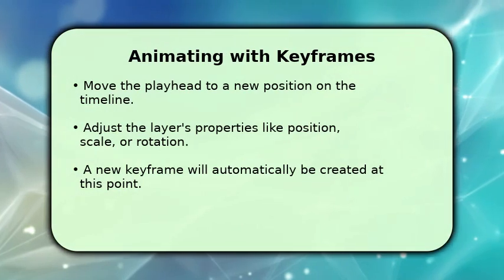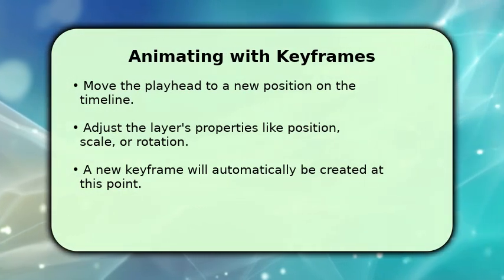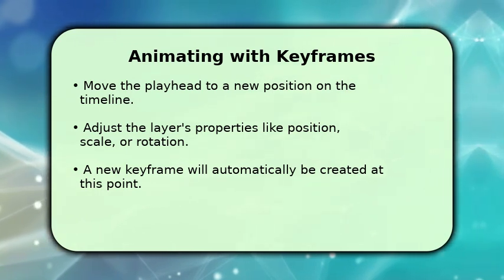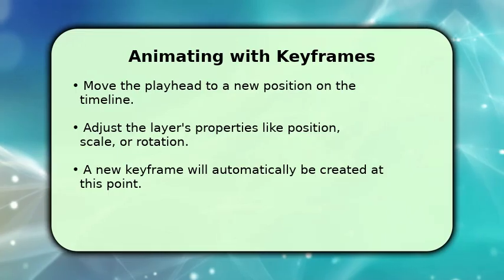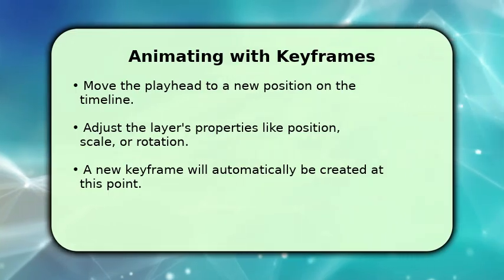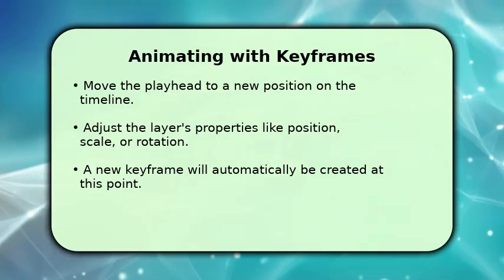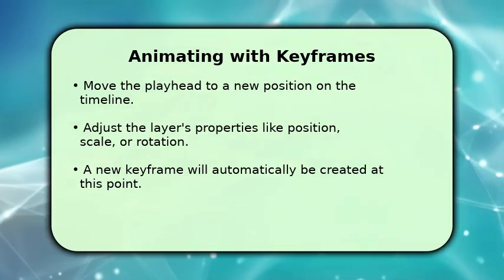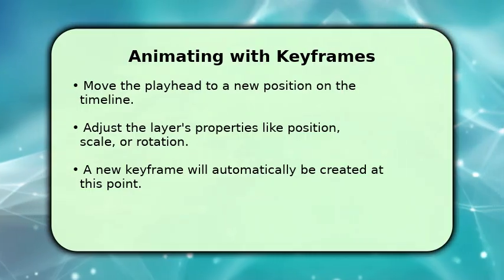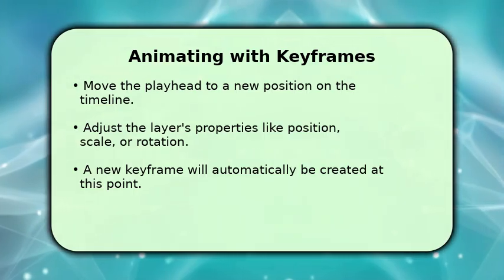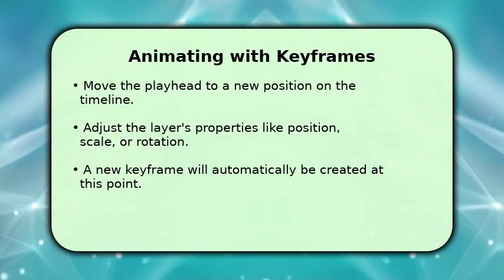Now, to create movement, simply drag the playhead to a different point further along your timeline. With the playhead in its new position, adjust any of your layer's properties, such as its position, scale, or even its rotation. Alight Motion will automatically generate a second keyframe at this new point, capturing the changes you have made. This establishes the animation's end state, creating a transition between the 2 points.